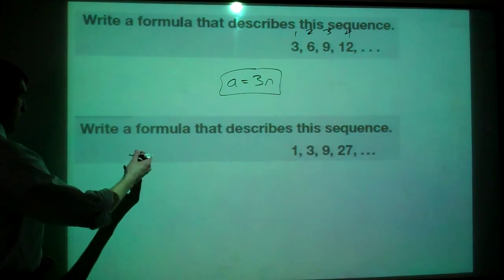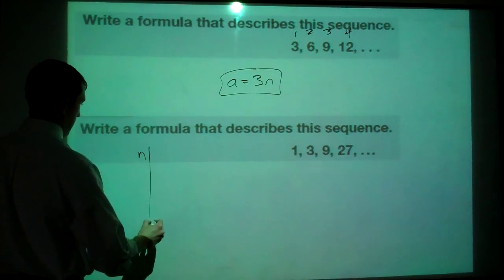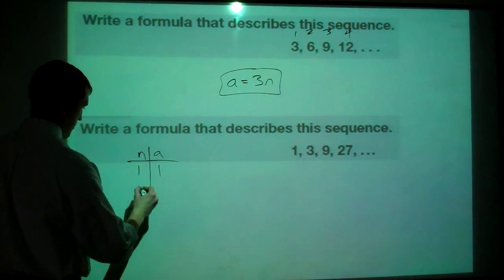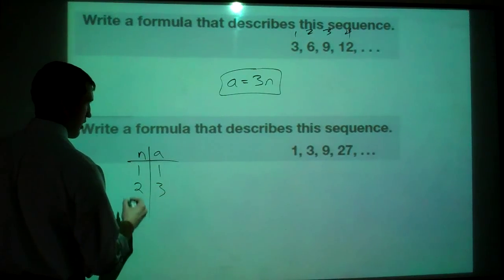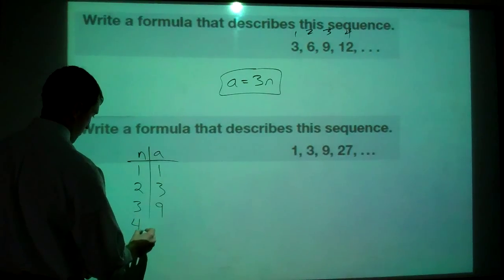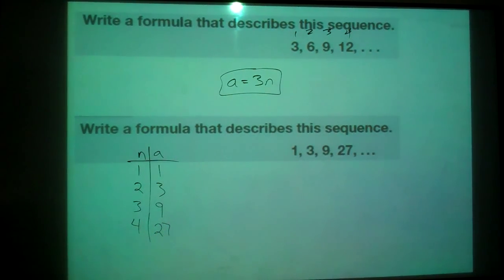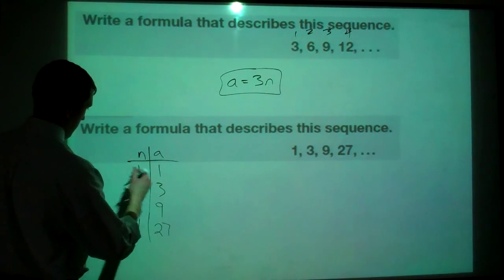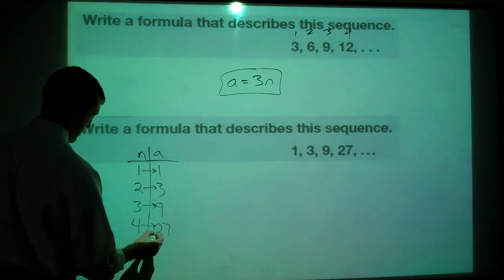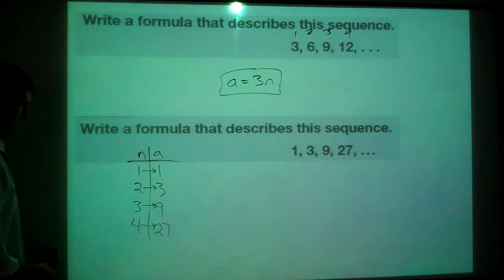So let's look at what we have here. This one's even a little bit more confusing. N and A, our first term was 1, second term is 3, third term is 9, and fourth term is 27. Okay, so what are we doing from this side to this side, input to output? It's not quite as obvious.